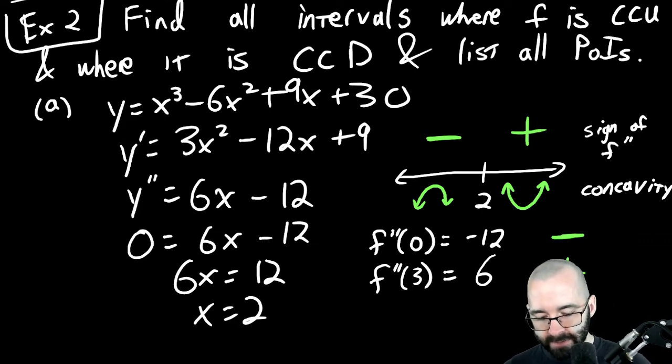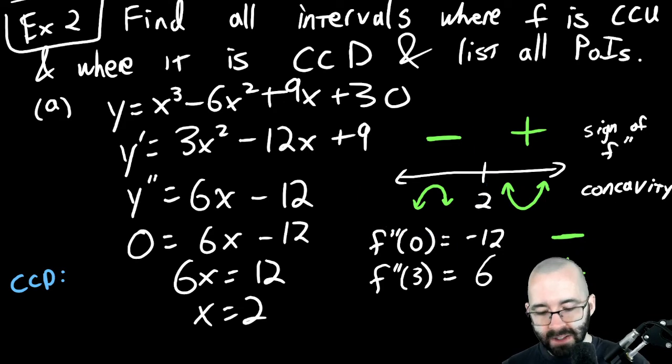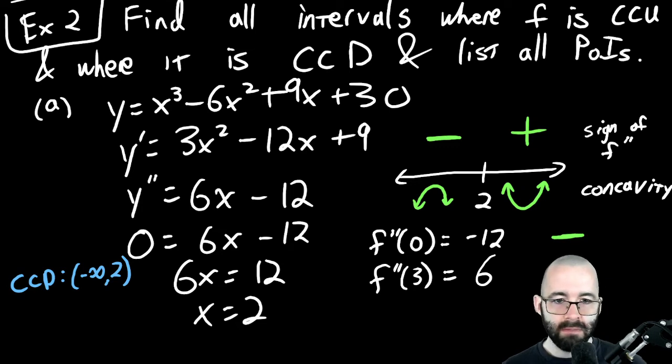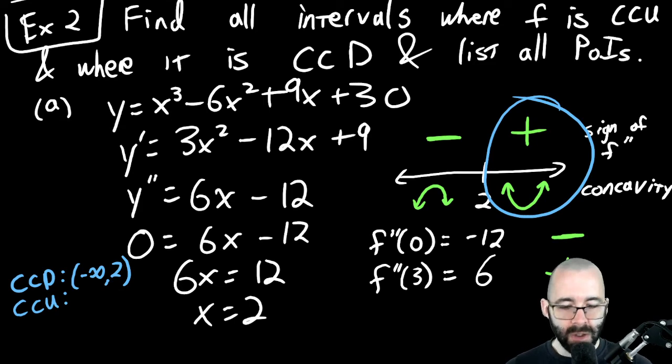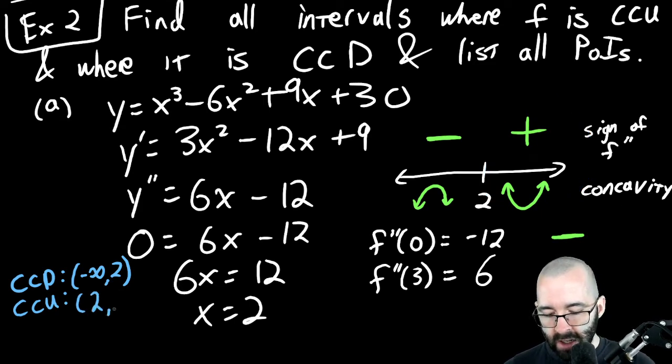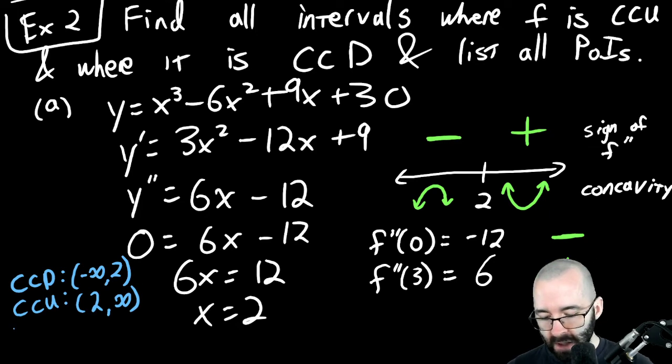And that tells us the answer. It's concave down on the interval negative infinity up to positive 2. 2 is not included. The second derivative at 2 is equal to 0, so it's not positive. It's concave up when the second derivative is positive, on the interval from 2 to positive infinity. Again, we don't include 2. At 2, it is neither concave up nor concave down because the second derivative is 0. There's a point of inflection when x equals 2.